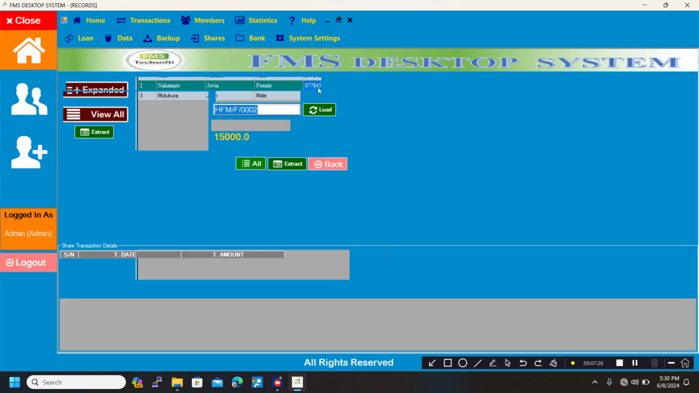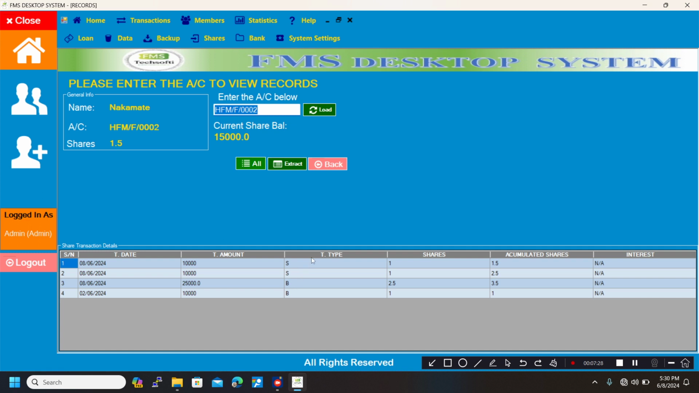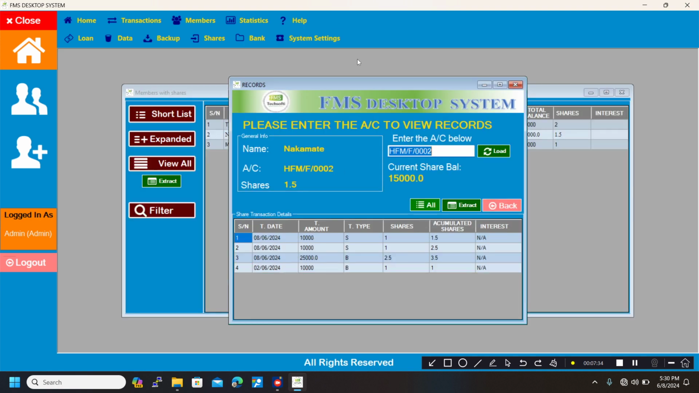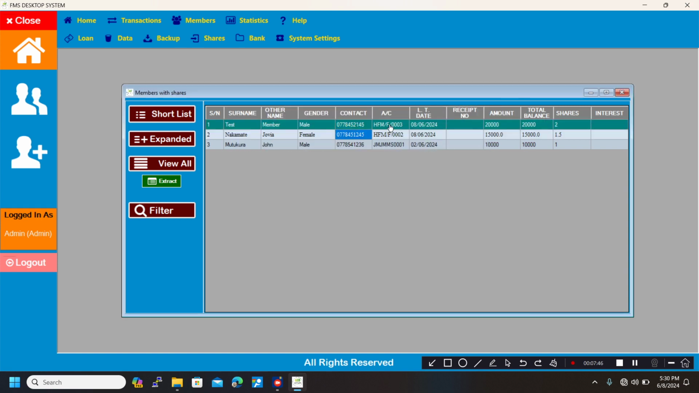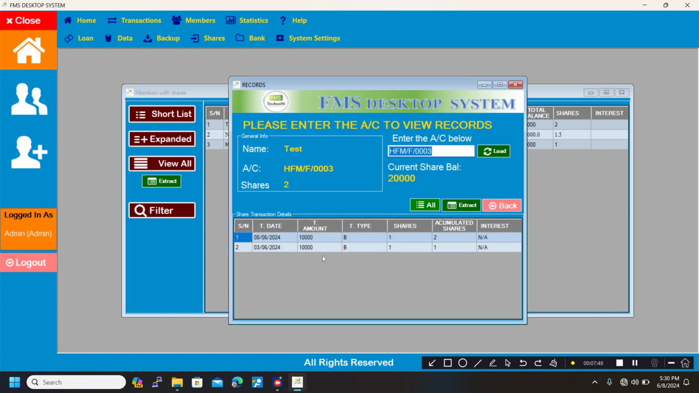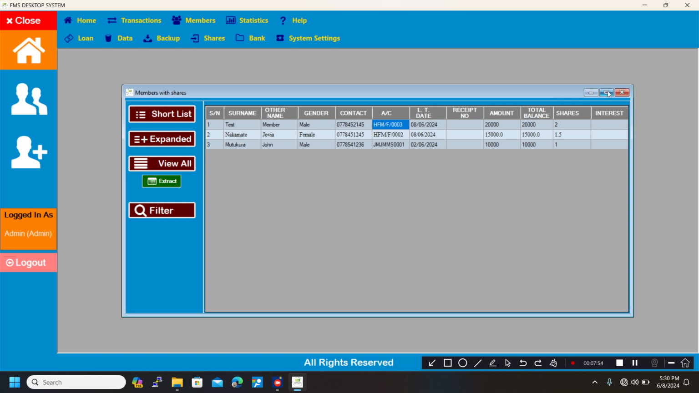And when we double click, we can see the transactions they have been doing. You can see that this person had to sell this amount of shares. And let us also come to this account number. We can see that he bought these shares and he has 2 now.